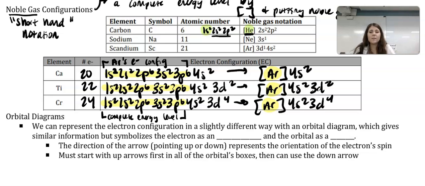All right, now let's finally talk about orbital diagrams. So here we can represent the electron configuration in a slightly different way with an orbital diagram. It gives the same information that an electron configuration does, but it will symbolize electrons as arrows and the orbitals as lines or sometimes boxes. I tend to lean towards the lines option just because I have more time to do stuff. Unlike an electron configuration, where you know what sublevel it is and how many electrons are in it, you never actually look at the orbitals, okay?